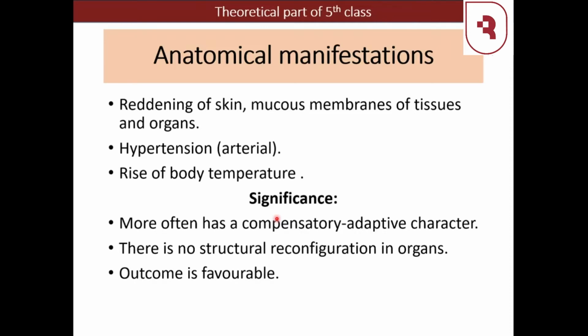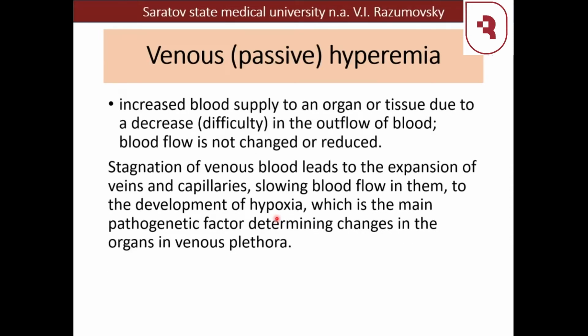More often, arterial hyperemia has an adaptive character, and in organs and tissues we couldn't see any structural derangements or structural changes, and that's why we may mark favorable outcomes here.